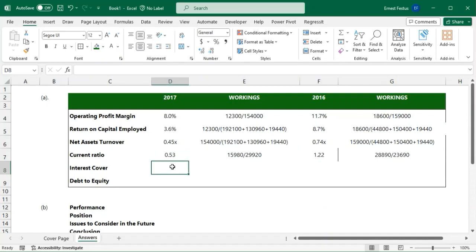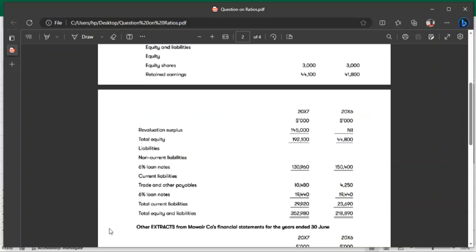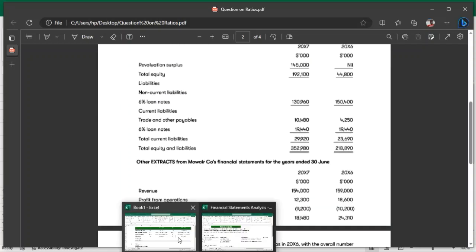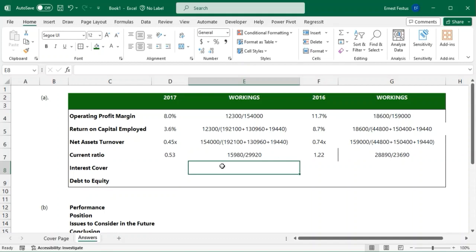Then we have the interest cover. The interest cover is equal to the profit before interest and tax, which is our profit from operations, divided by our interest expense or the finance cost. In our question, it is finance cost that has been given to us, instead of interest expense. They are the same. So from our question, our profit before interest and tax for 2017 is 12,300. I'll divide that by my finance cost, and that is 9,200 for 2017. I'll copy that, come here, paste it.